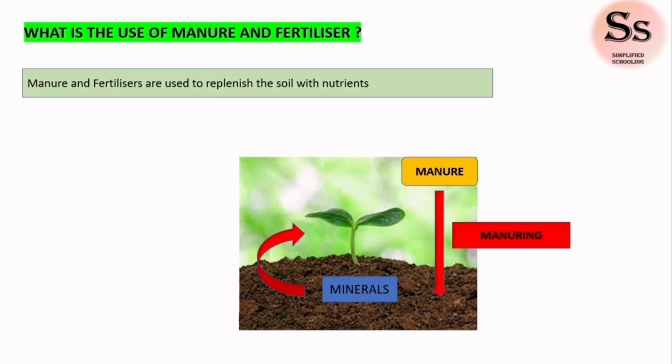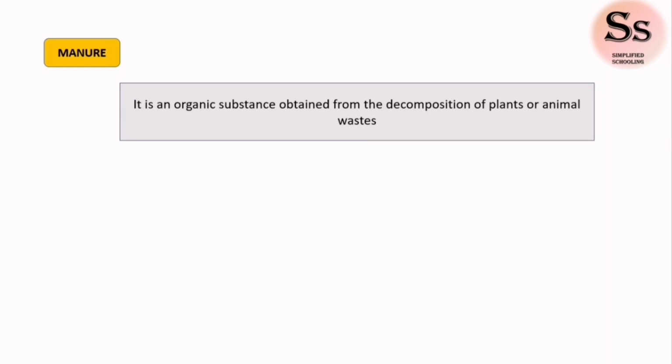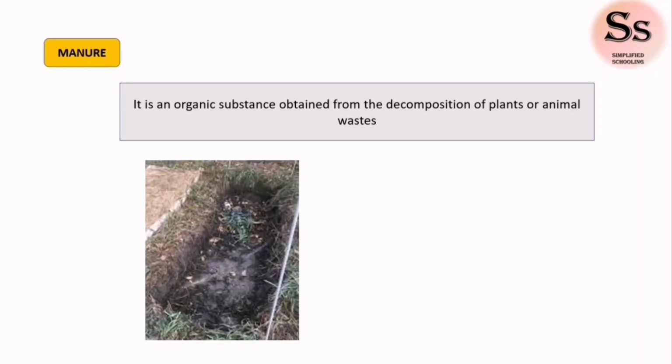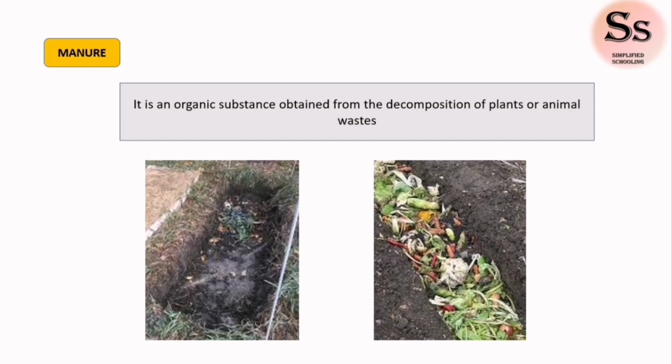Now, what is manure? Manure is an organic substance obtained by the decomposition of plant or animal waste. The farmers dump plant and animal waste in pits at open places and allow it to decompose. The decomposition is caused by some microorganisms, and the decomposed matter is used as organic manure.